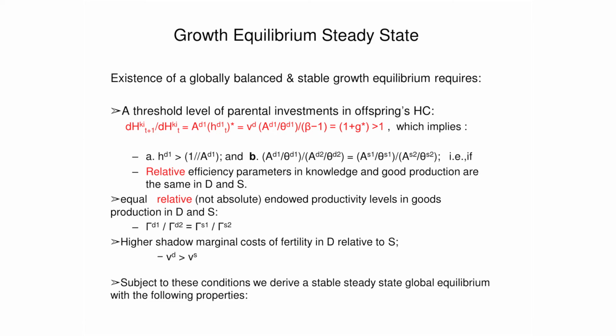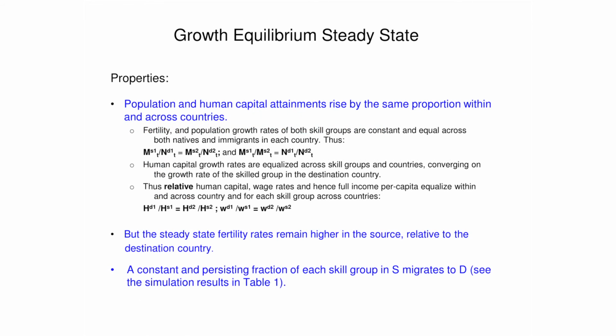The one thing that we need to insist on in this model is that the cost of bearing children is higher in the destination countries relative to the poor countries. Presumably, essentially because of the level of development in the destination countries, especially the opportunity cost for women. That's the implicit story. So imposing these conditions that also recognize when growth is going to take place, we do get a stable, steady state global equilibrium with the following properties: that population and human capital attainments rise by the same proportion within and across countries.